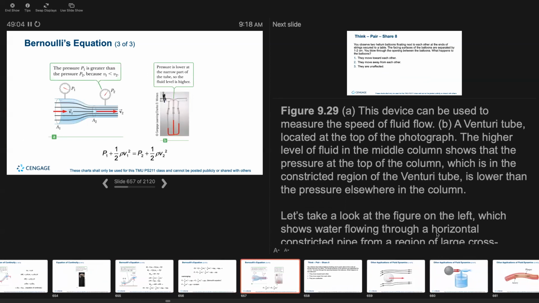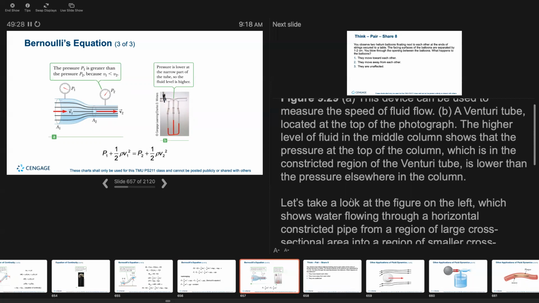So in this figure, the device can be used to measure the speed of fluid flow. Venturi tube located at the top of the photograph, where we're seeing that the higher level of fluid in the middle column shows that the pressure at the bottom of the column, which is in the constricted region of the Venturi tube, is lower than the pressure elsewhere in the column.